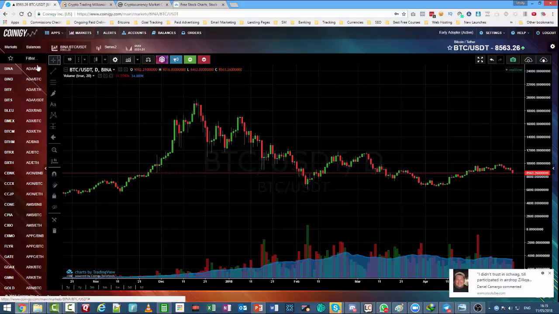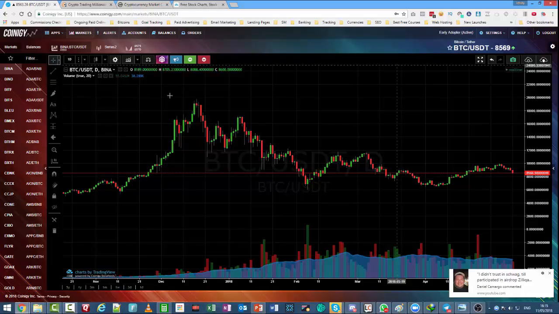This is Bitcoin to USD Tether, Bitcoin to US dollars, and right now Bitcoin is trading at $8,563. You find that, and I use Binance as an exchange. It will show you Binance, BTC, USDT, and right here you see all kinds of little tools that you can use for drawing purposes, different patterns, trend lines.